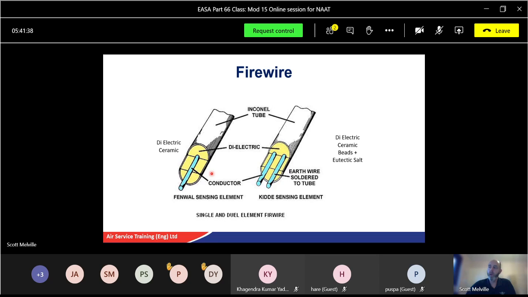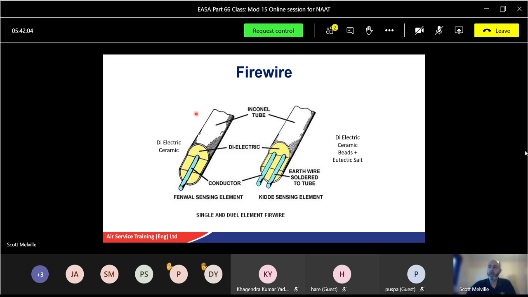Now, one of these, like this one, is positive, but this time the second one is also soldered to the tube, so that's your outside tube here. So that acts as the negative as well, and that's called a Kidde sensing element. Same again though, your dielectric, the insulation material, will melt at a certain temperature and allow these two to connect and therefore make a circuit.